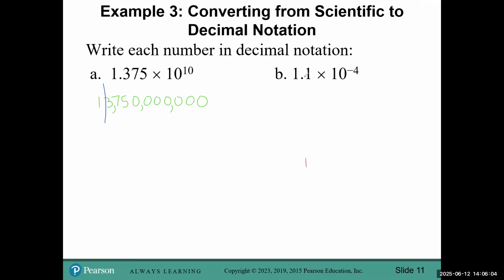And then for one like this, I'm going to think I need to move the decimal 4 places. So in order to get 4 places, I've got to have 1, 2, 3, and then I have that 1 that I originally had.